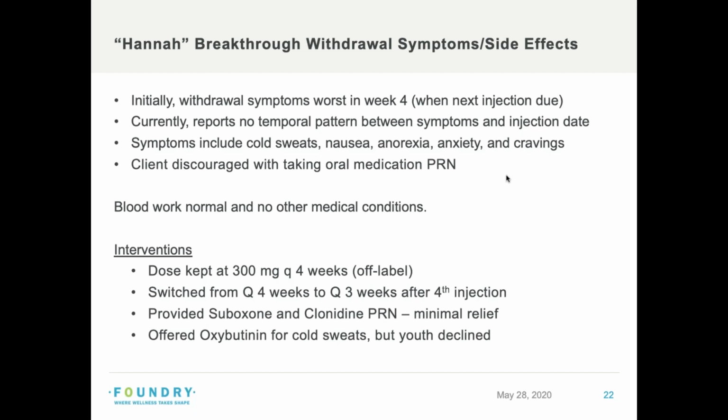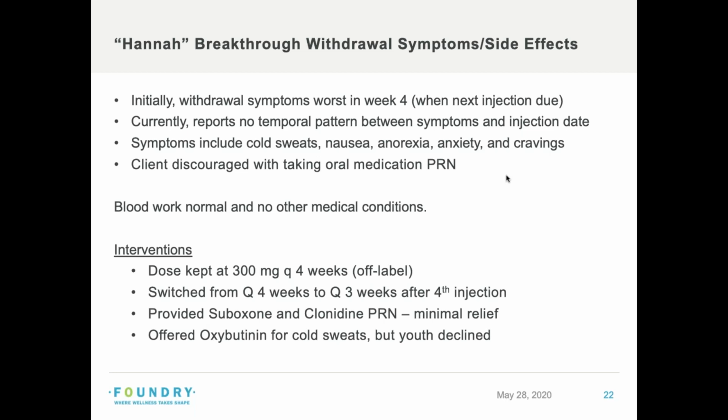Her symptoms include cold sweats, nausea, anorexia, anxiety, and cravings. And she really doesn't like to take additional medications. So she wasn't keen on taking Suboxone PRNs, or really clonidine. So some of the things that we did to try to address this was keeping the dose at 300 milligrams monthly. Now, this is actually off-label and is the case in all of the youth that we've seen at Foundry at this point, and I'll talk about that a little bit more at the end.